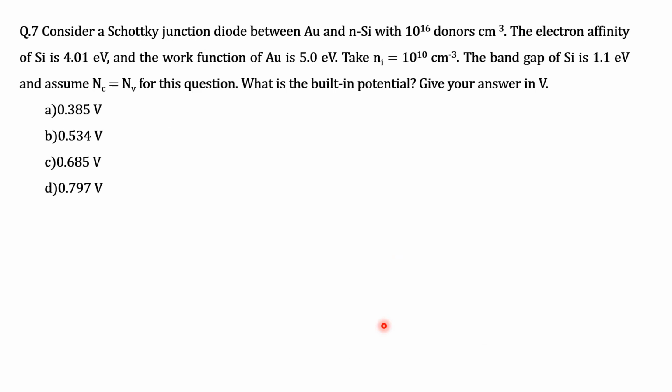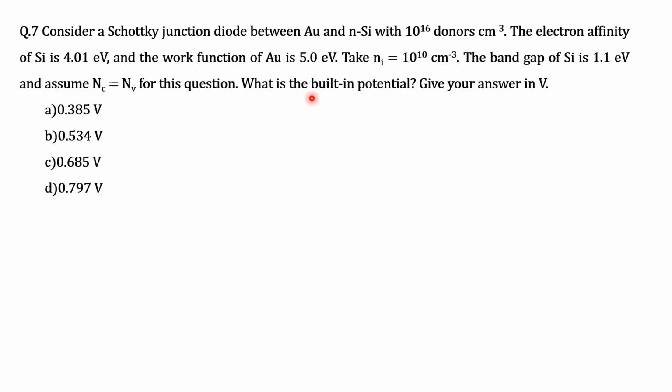So next is, consider a short Schottky junction diode between Au and n-type silicon with 10 power 16 donors. The electron affinity of silicon is given and work function is given. Ni is given as 10 power 10 per centimeter cube. The band gap of silicon is 1.1 electron volt, and assume that Nc is equal to Nv for this question. What is the built-in potential? Give your answer in volts.